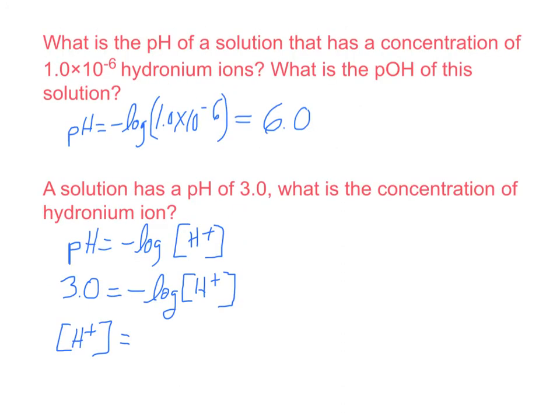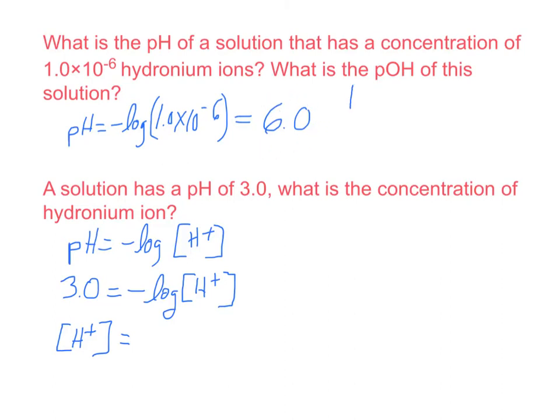All right, so shown above here is a question about pH, and they're asking what is the pH of a solution that has a concentration of 1.0 times 10 to the negative 6 hydronium ions. They then want to know what the pOH of this solution is as well. So first of all, we use pH equals the negative log of the concentration given to us, and we find that it simply equals 6. So this solution is only slightly acidic.